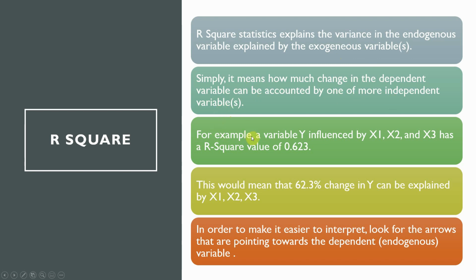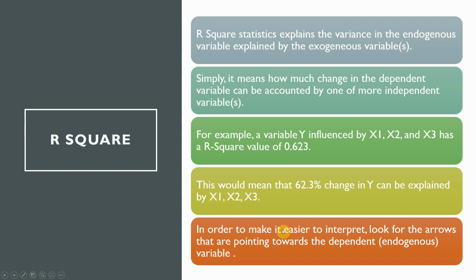Let's say, for example, there is a variable y that is influenced by x1, x2, and x3, and it has an R square value of 0.623. So the R square value of y is 0.623. In order to interpret this, it would mean that 62.3%, if you multiply it by 100 and change it into a percentage, of the change in the dependent variable y can be explained by x1, x2, x3.